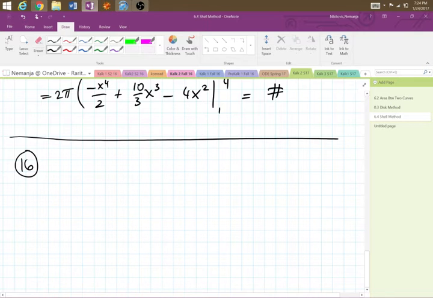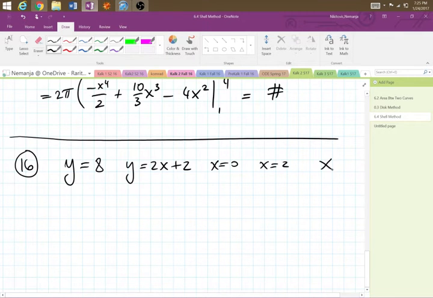For this problem, it wouldn't be fair to say one side of the room do shell and the other side do disk. Clearly both are possible, and because it wouldn't be fair, one is easier than the other. I'm going to leave it to you individually and say good luck. So y equals 8, y equals 2x plus 2. I'll do both eventually. x equals 0, x equals 2, rotation on the x-axis. Good luck.